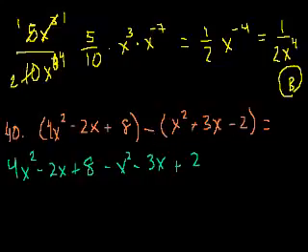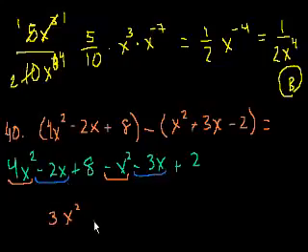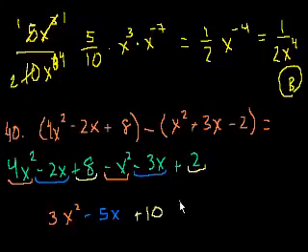Okay, now we can simplify. Let's take the x squared terms first. We have a 4x squared and a minus x squared. So 4x squared minus x squared is 3x squared, right? 4 minus 1 is 3. Then let's do our x terms. We have a minus 2x and a minus 3x. So minus 2 minus 3 is minus 5x. And last we have our constants. 8 plus 2 is 10. So 3x squared minus 5x plus 10. And that is choice D.